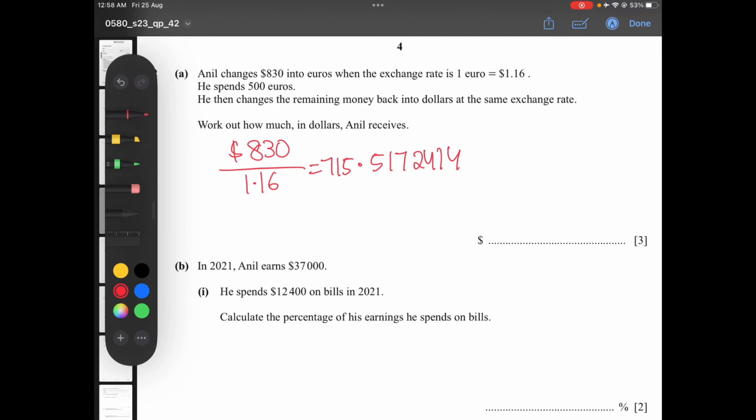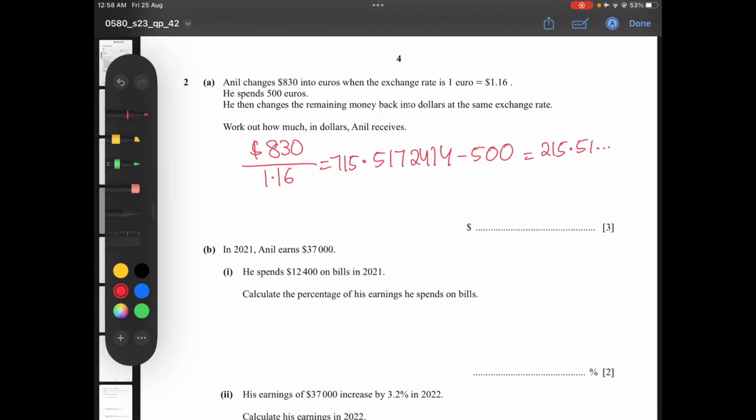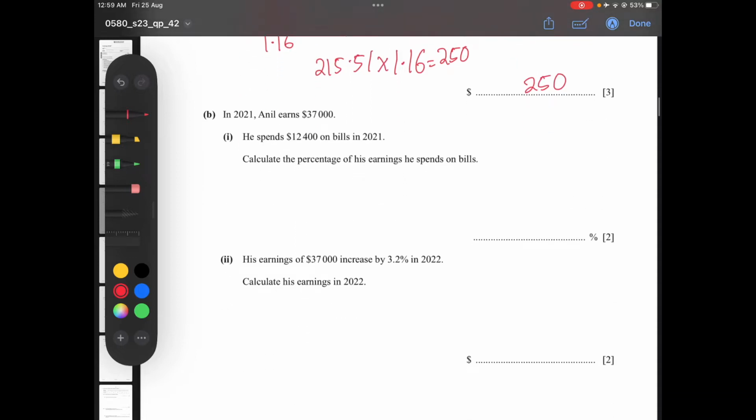Now these are the euros amount. He spent 500 of these and then he changes the remaining amount. So if we subtract 500, it's going to be 215.51. There's still a decimal value; I'm using that in the calculator, I'm not using the exact value here because there's not much space. So 215 euros. He changes the remaining money to dollars. Now if you multiply 215.51 by 1.16, we get 250. So $250.